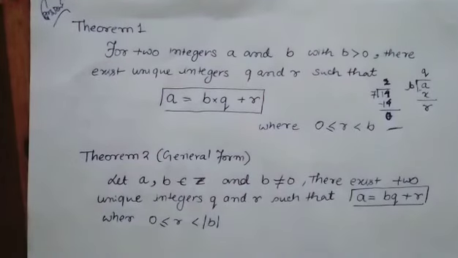Then there will exist two unique integers q and r, so that you can write this relation, which is nothing but dividend is equal to divisor into quotient plus remainder. The remainder can be 0 or greater than 0, but it is always less than b, which is the divisor. By whichever number you are dividing, the remainder must be less than that number.